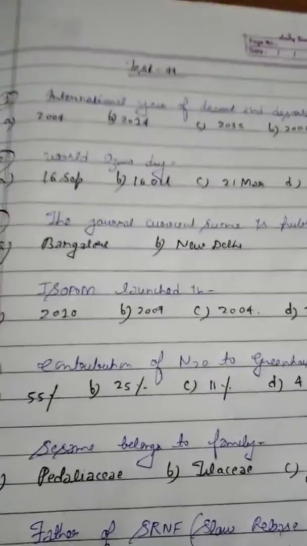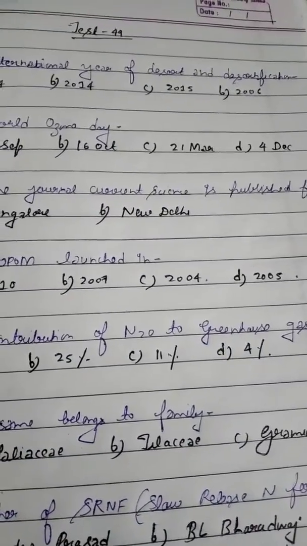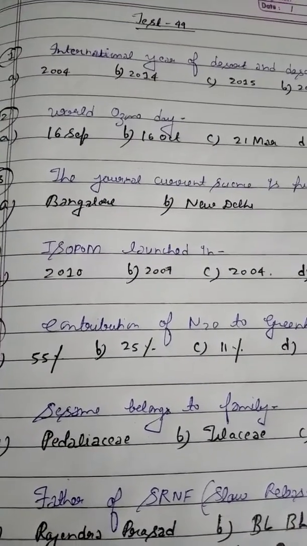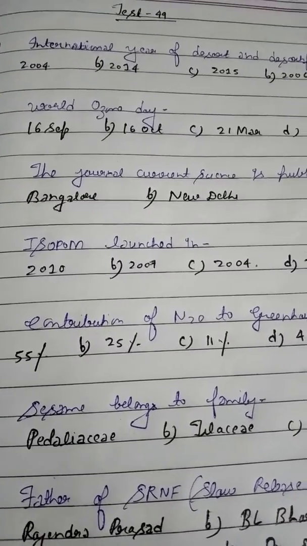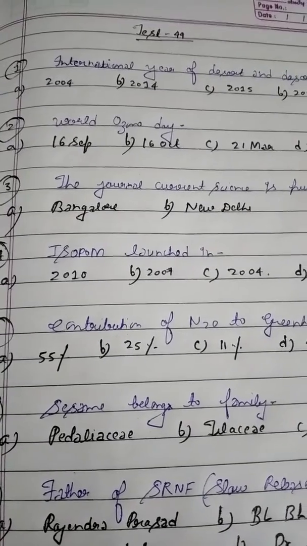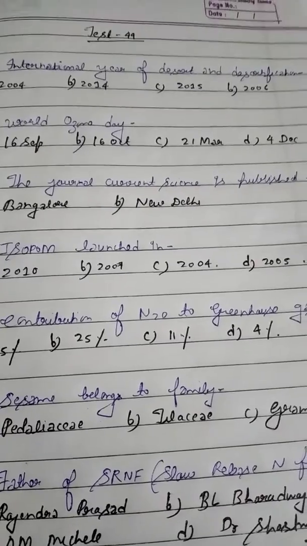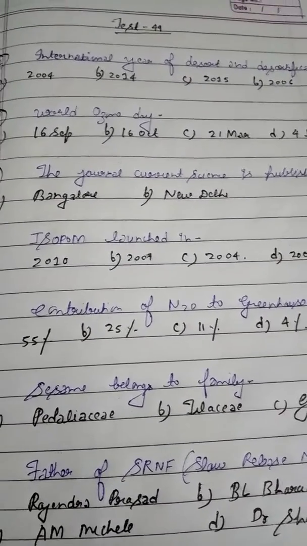So students, let's start. Question number 1: International Year of Desert and Desertification. Students, international years are very important. They are more often asked in various exams. So here you are asked International Year of Desert and Desertification. Option A 2004, option B 2014, option C 2015, option D 2006. Students, all these years are very important.